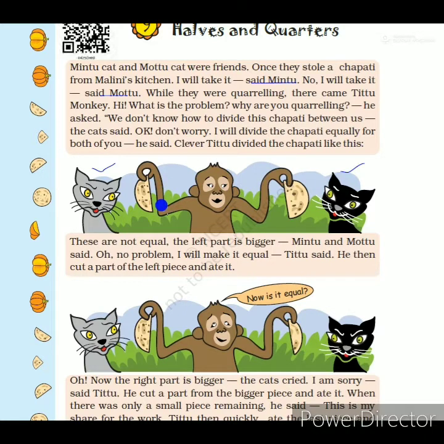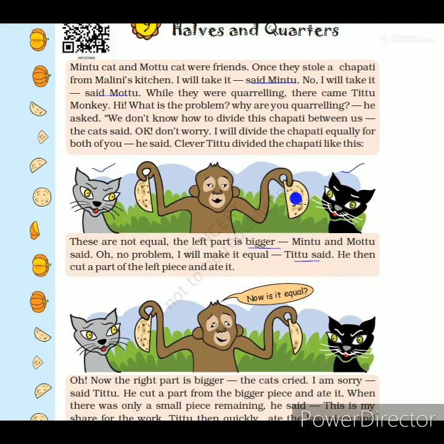The monkey divided the chapati like this way, these two parts. The first part is bigger, the other part is smaller. Then again the cats started quarreling. They said, these are not equal. The left part is bigger. Titu said, oh, no problem, I will make it equal. After seeing these chapati parts, they said, now these parts are also not equal. So the monkey said, don't worry, I will make it equal.